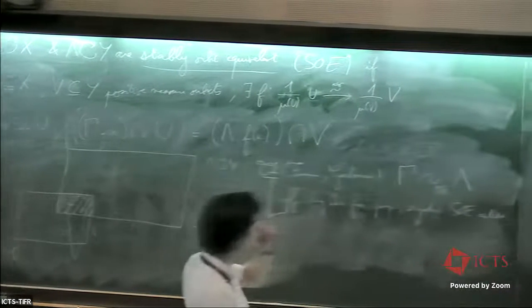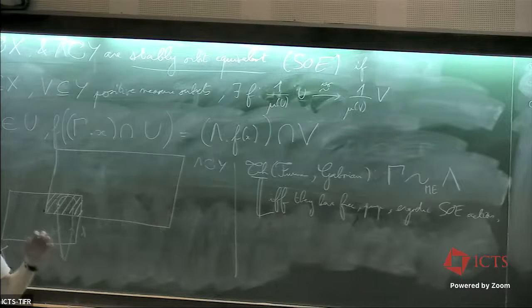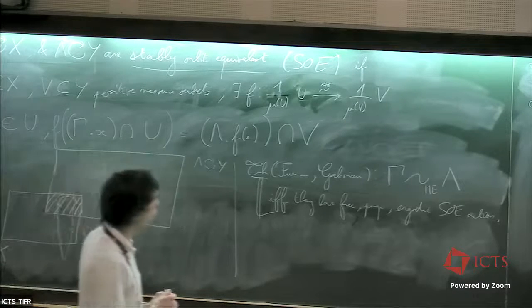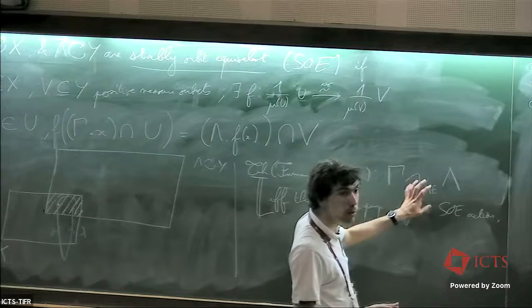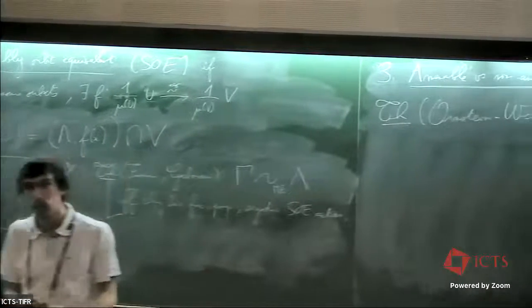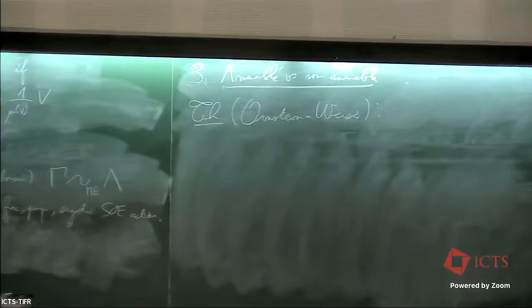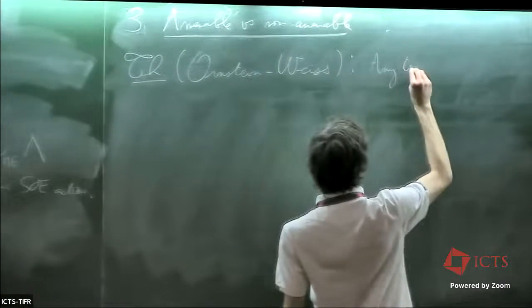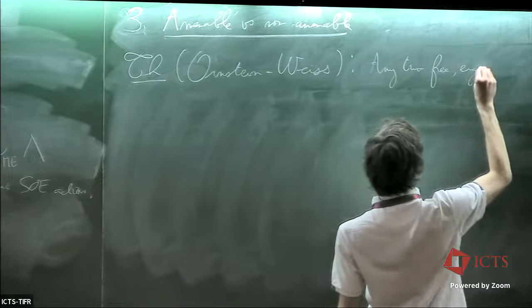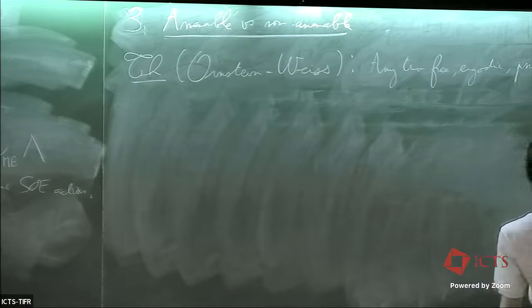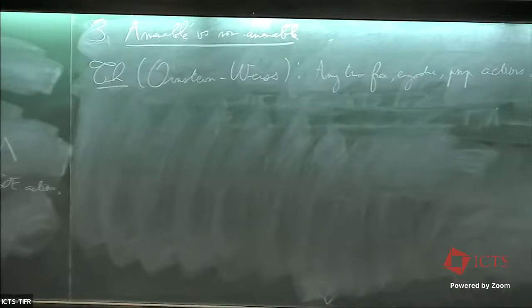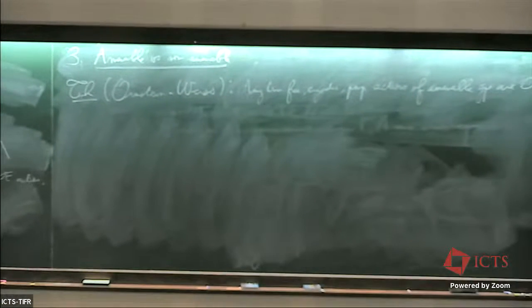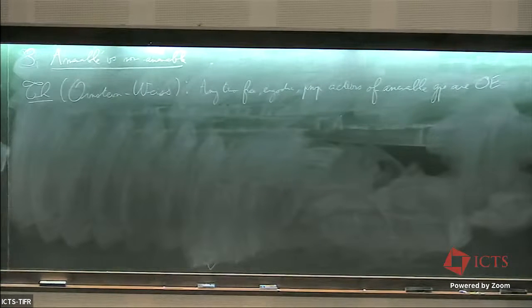Okay, so the Ornstein-Weiss theorem tells you that all amenable groups are measure equivalent. So from this viewpoint, this equivalence relation on groups is very weak on the class of amenable groups because it doesn't distinguish anything. In fact, it's even stronger: any two ergodic probability measure preserving actions of amenable groups are orbit equivalent. So not only are they measure equivalent, but they are even orbit equivalent.